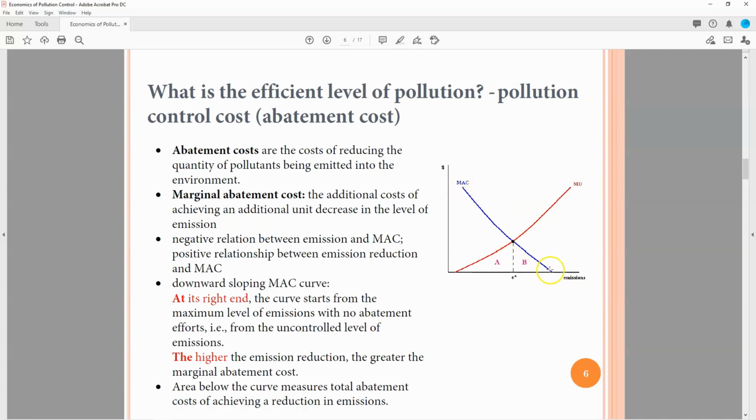So from this blue curve, we start from the right side. At the maximum level of emission, the MAC is very small. But when we reduce more pollution, the MAC becomes larger. For the MD curve, for the red curve, we start from the left-hand side. So when the emission is small, the marginal damage is also very small. When emission becomes larger, the marginal damage also becomes larger.